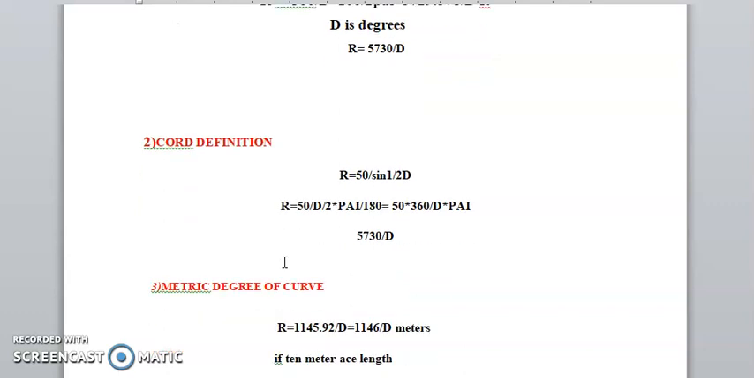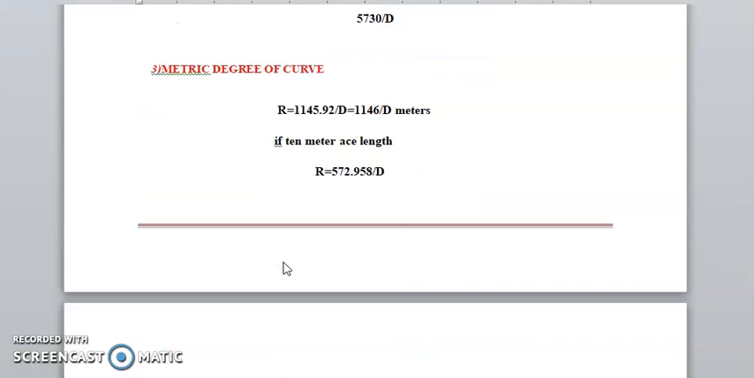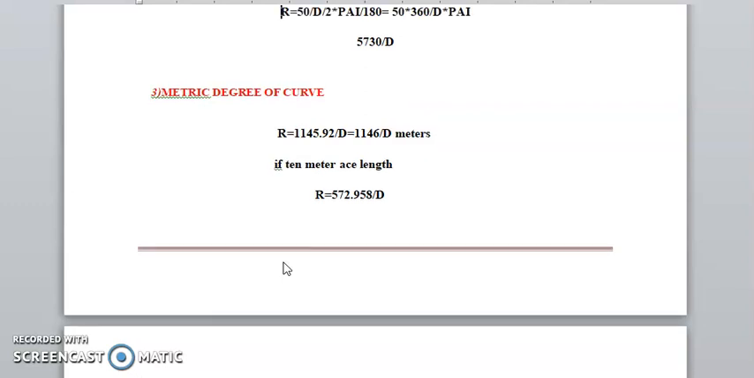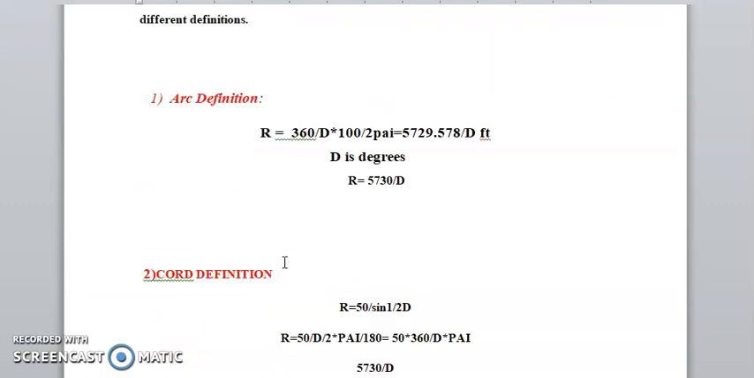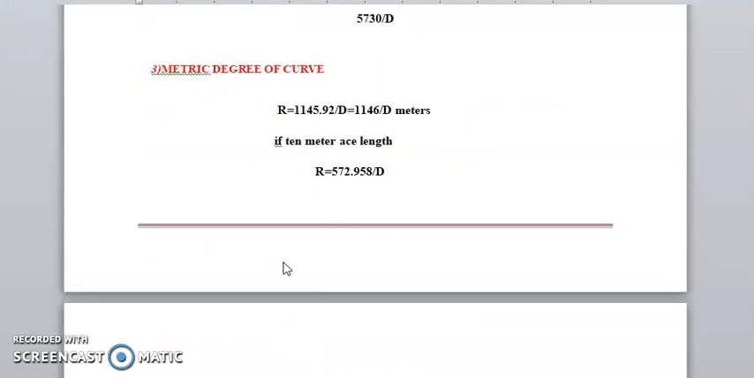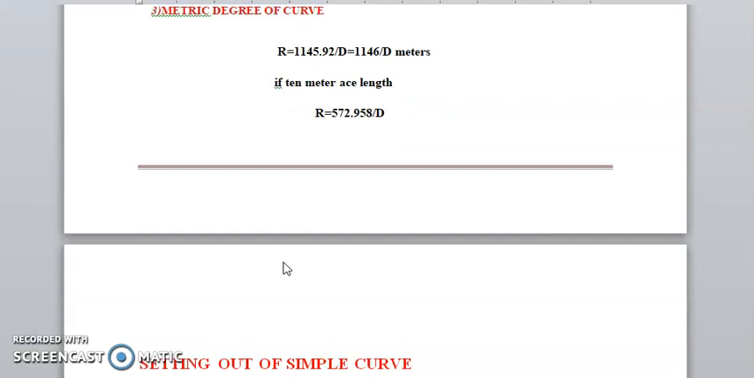Now we go for the metric degree of curvature. R is equal to 1145.92 divided by D, equal to 1146 divided by D meters. If the arc length is 10 meters, R is equal to 572.958 by D. These are the designations of the curve: first the arc definition, another one the chord definition, and the metric degree of curvature. These are the types.